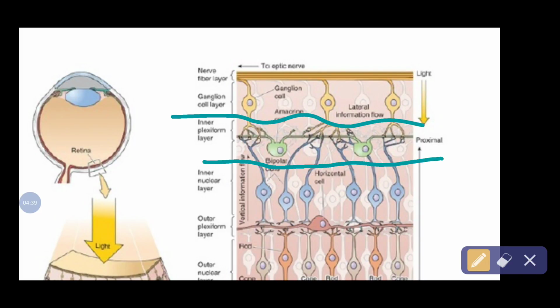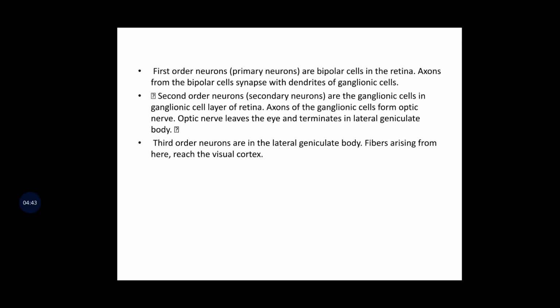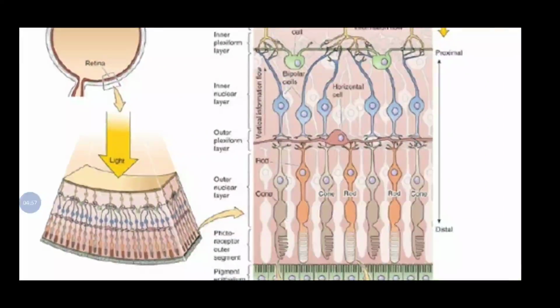And these are the ganglion cells. So the axons from the bipolar cells synapse with the dendrites of the ganglion cells. Then the axons of the ganglion cells form the optic nerve, and now this optic nerve will leave the eye and terminate in the lateral geniculate body.